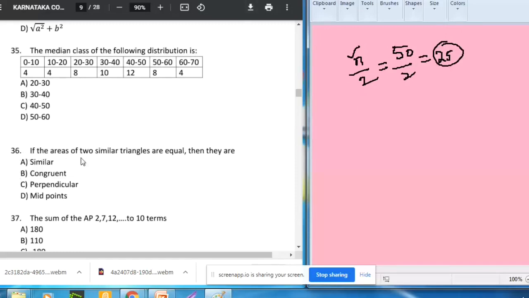36th question. If the area of two similar triangles are equal, then they are congruent. So always two similar triangles, if their areas are equal, then they are congruent. B is the correct option.